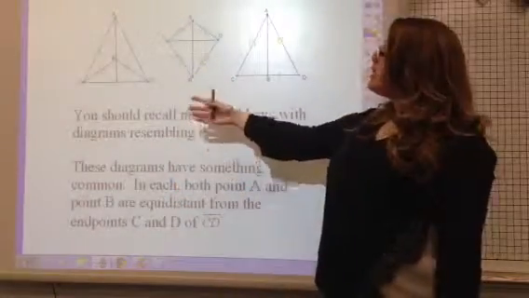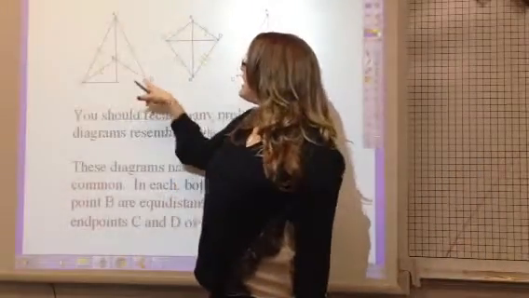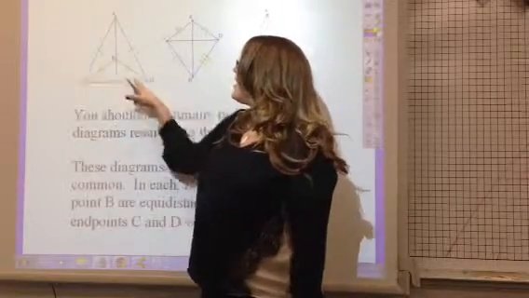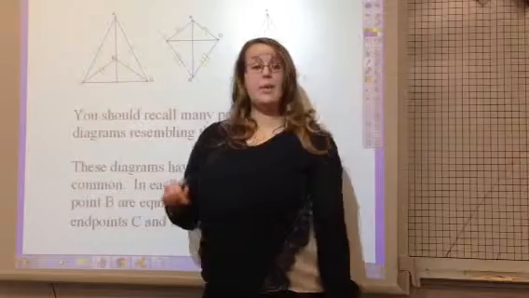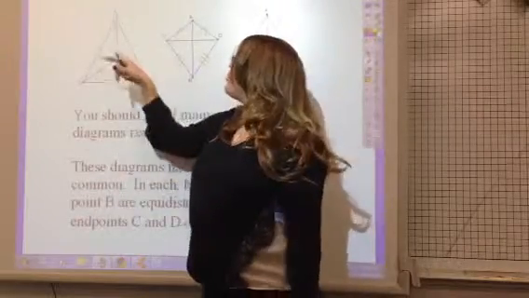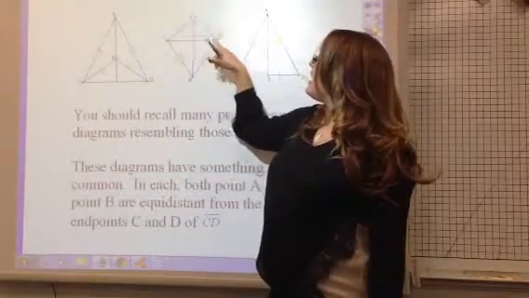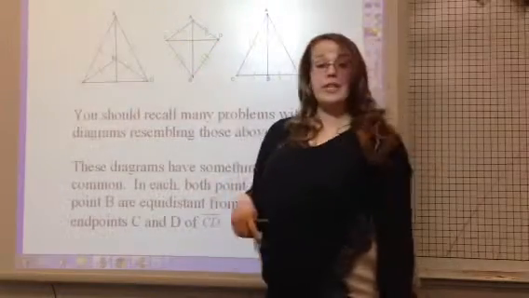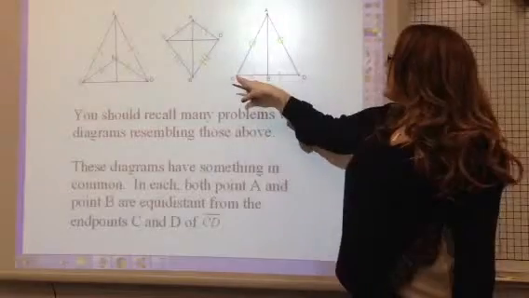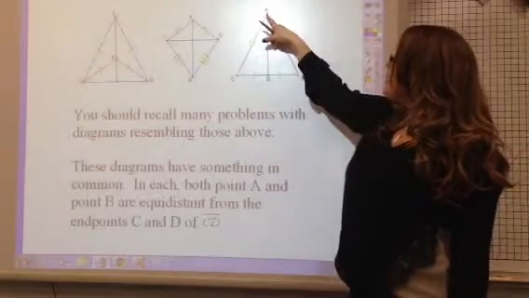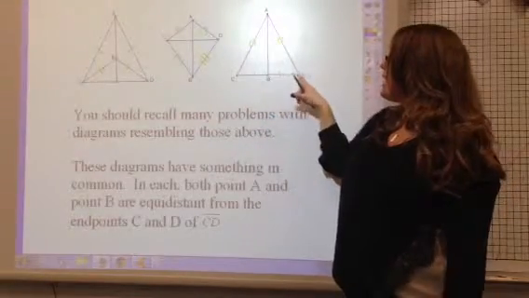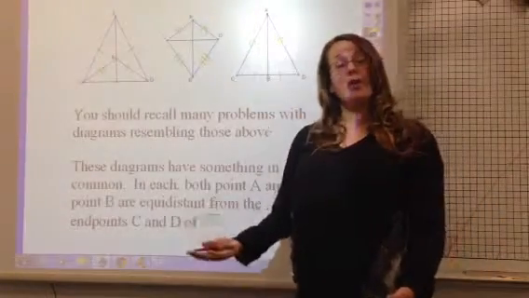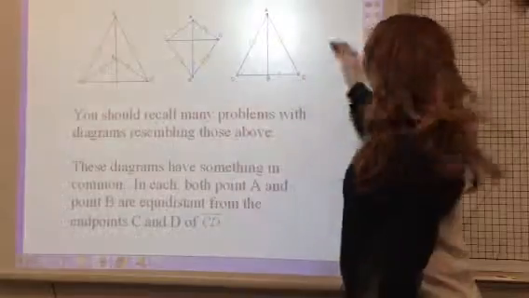Well, in each of these cases, C and D are both equidistant from A. C and D are both equidistant from B. They're the same distance from both of those points. Here, C and D are equidistant from A, and C and D are equidistant from B. So there's just a couple of examples of where we've already been using this, we just didn't know it yet.